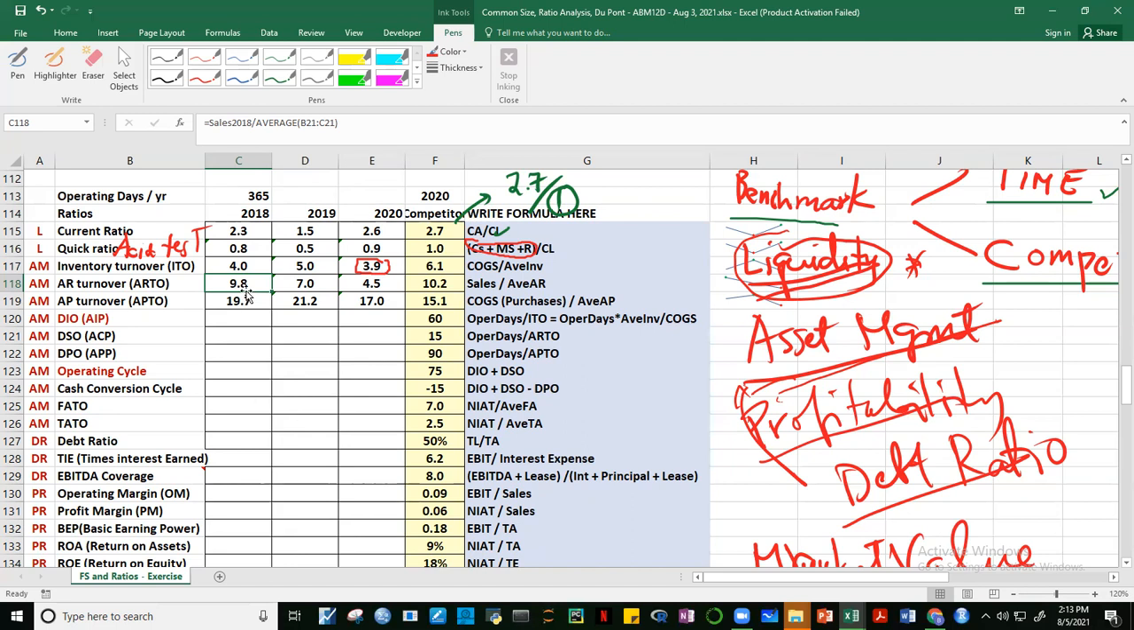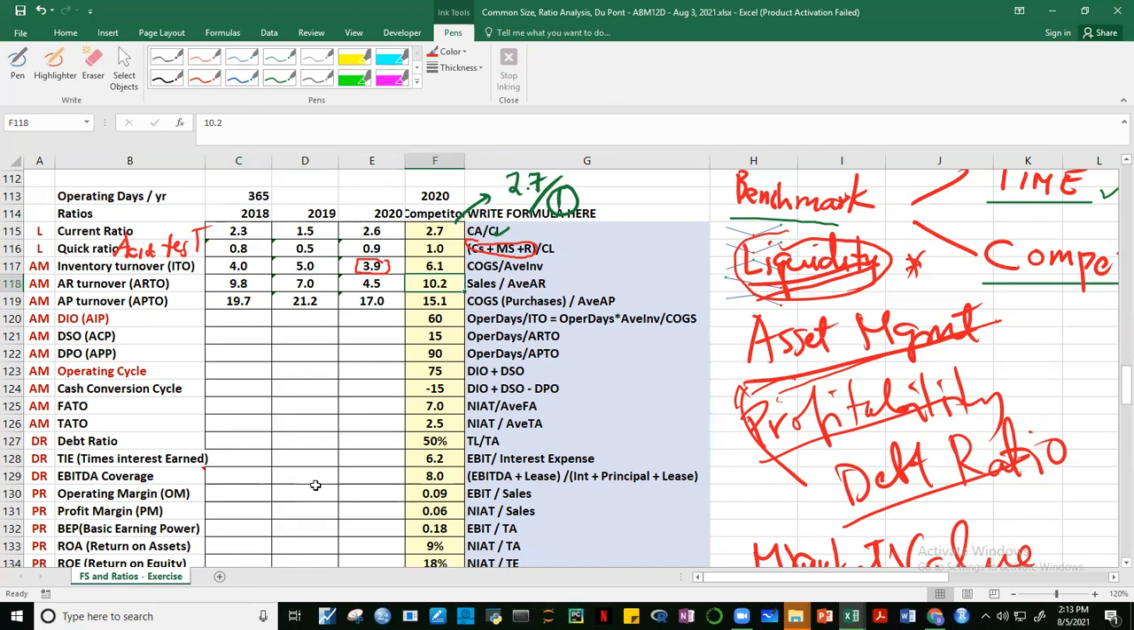9.8 times noong 2018. Bumaba noong 2019, 7 times. Bumaba lalo noong 2020, 4.5 times lang. Nag-deteriorate lagi. From 9.8, bumaba pa ng 4.5. Si competitor, 10.2 times. The higher the Arto guys, the better, kasi ibig sabihin, mas mabilis yung collection natin. Collect tayo ng collect. Mabilis, no?